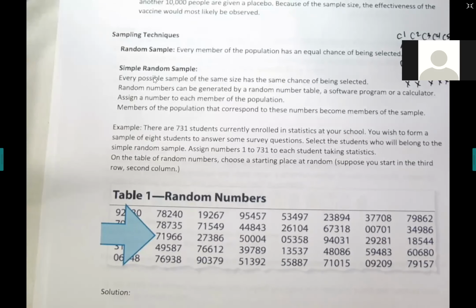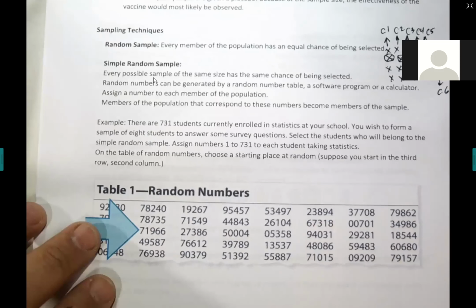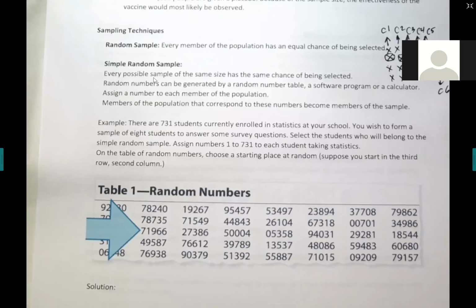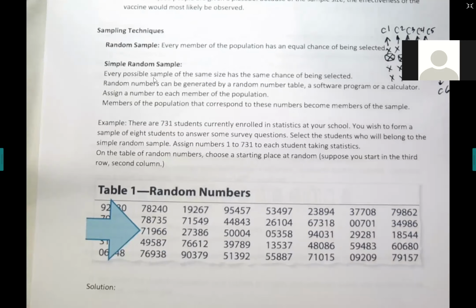But here is another way, guys. You might come across this to pick random samples. I'm gonna show you. This is not required. I will not be asking you in a test to pick samples this way, but you should know about it. Let's say I have 731 students in a class, and you wish to form a sample of 80 students to answer some survey questions. We need to pick, how many? 8 students. Let me show you how we can do that.